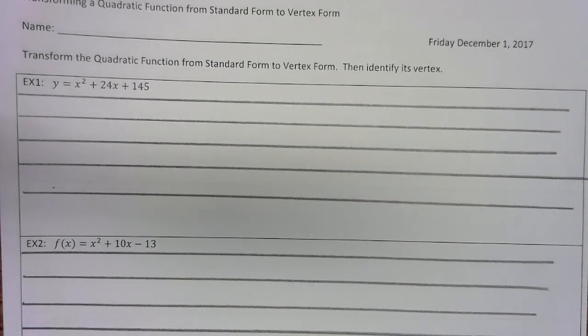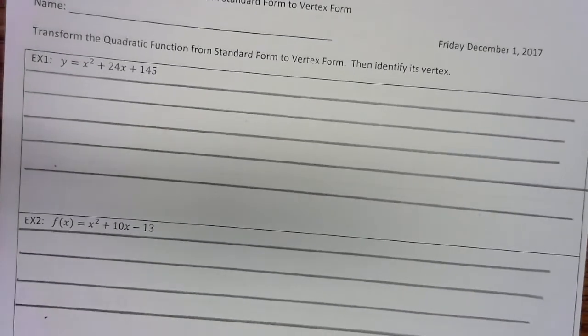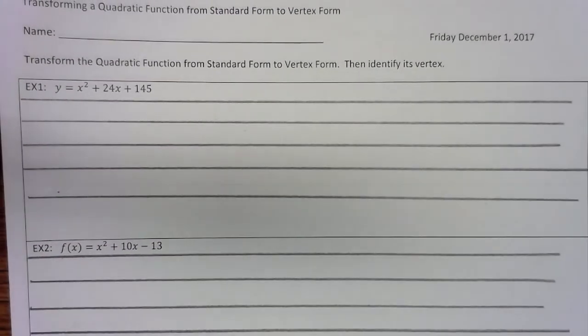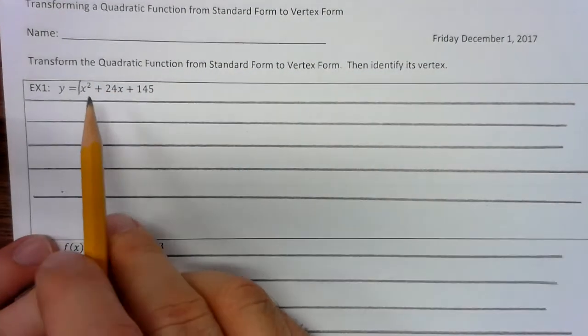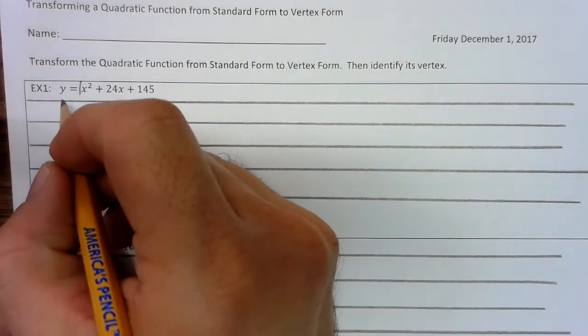Let's look at example 1. Transform the quadratic function from standard form to vertex form. Then identify its vertex. All right, so step 1 says to factor so the coefficient of x squared is 1. Okay, well, the coefficient of x squared is already 1. So step 2, we're going to set up to complete the square.